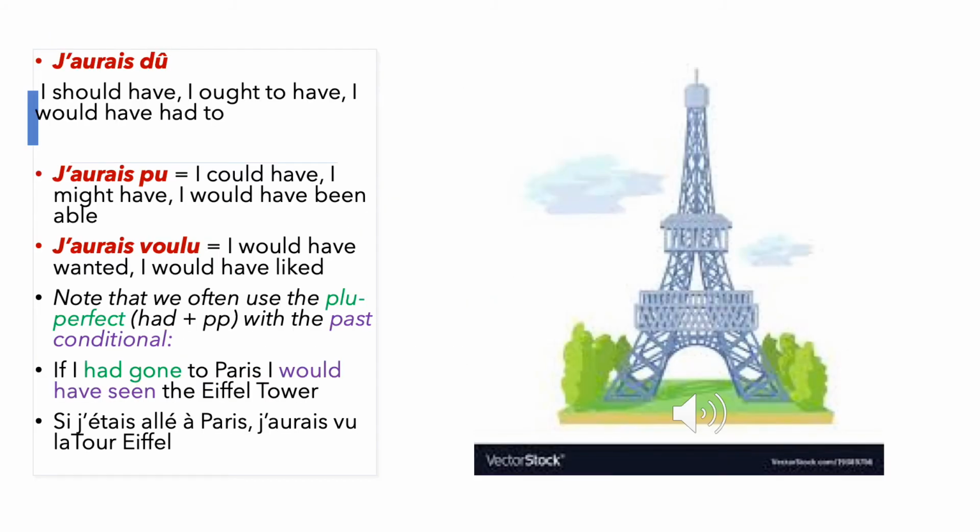Here are some verbs that come with different translations. It might be a good idea to just learn them. J'aurais dû, j'aurais pu, j'aurais voulu. And also notice that we often use the pluperfect with the past conditional. If I had gone to Paris, I would have seen the Eiffel Tower. Si j'étais allée à Paris, j'aurais vu la Tour Eiffel.